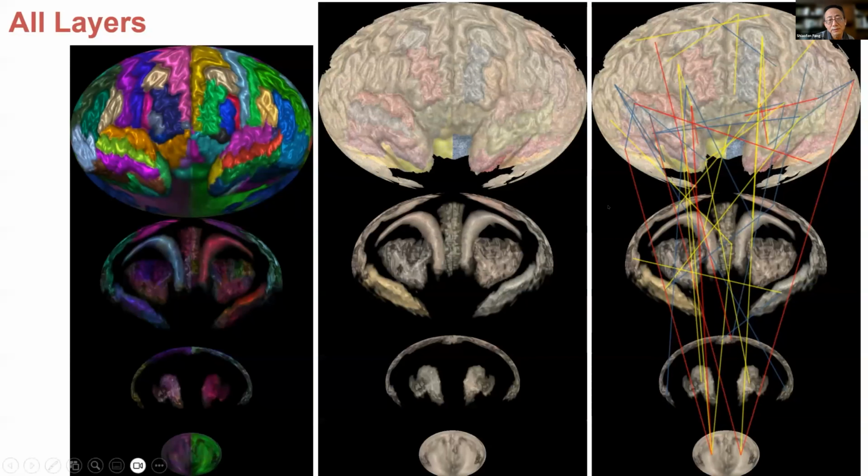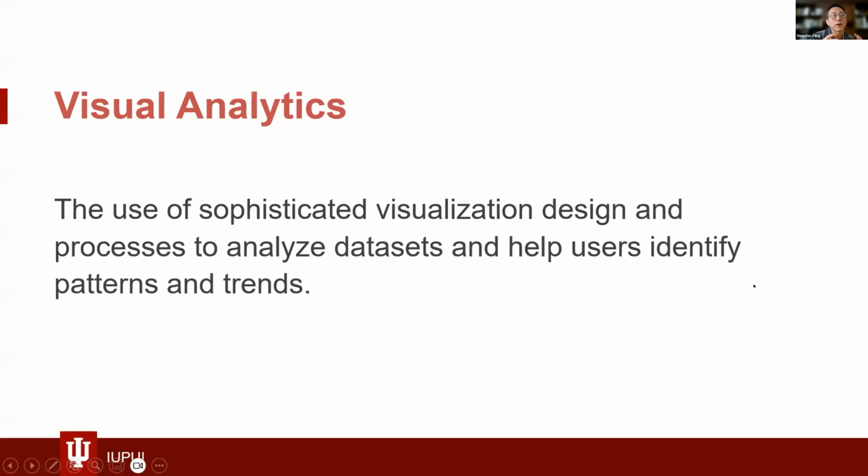You can put the layers together in one image with different color schemes and even network edges. So the whole idea is how do you really present all the information about the brain in one image using different visualization techniques. So that's the first part of what I do: visualize the data as well as some information within the data.